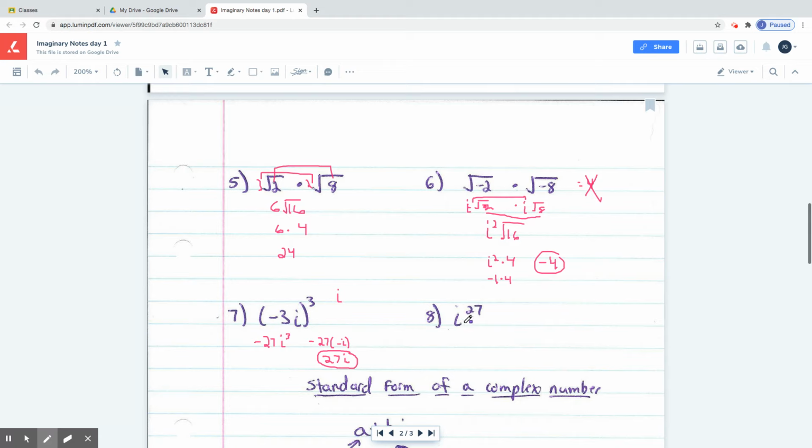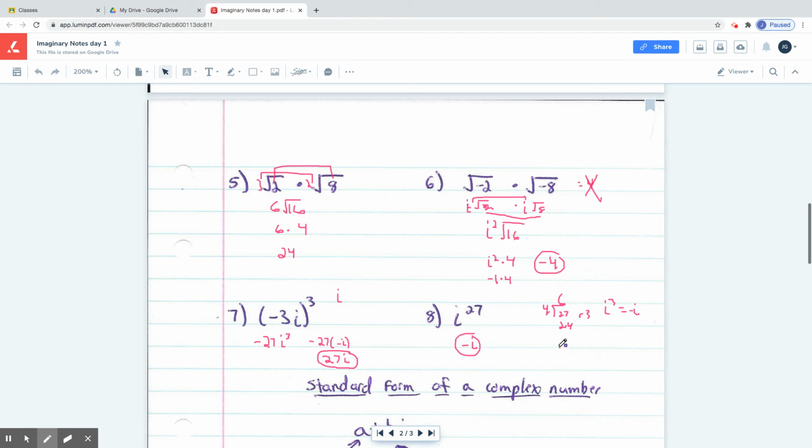So how could I do something like i to the 27th? Well, I don't want to do that cycle 27 times. I know that it repeats every 4. So what we're going to do is figure out how many times 4 goes into 27. Well, it goes 6 times with a remainder of 3. So if it has a remainder of 3, what do you think it's going to be? It's going to be the same thing as i cubed, which is -i.